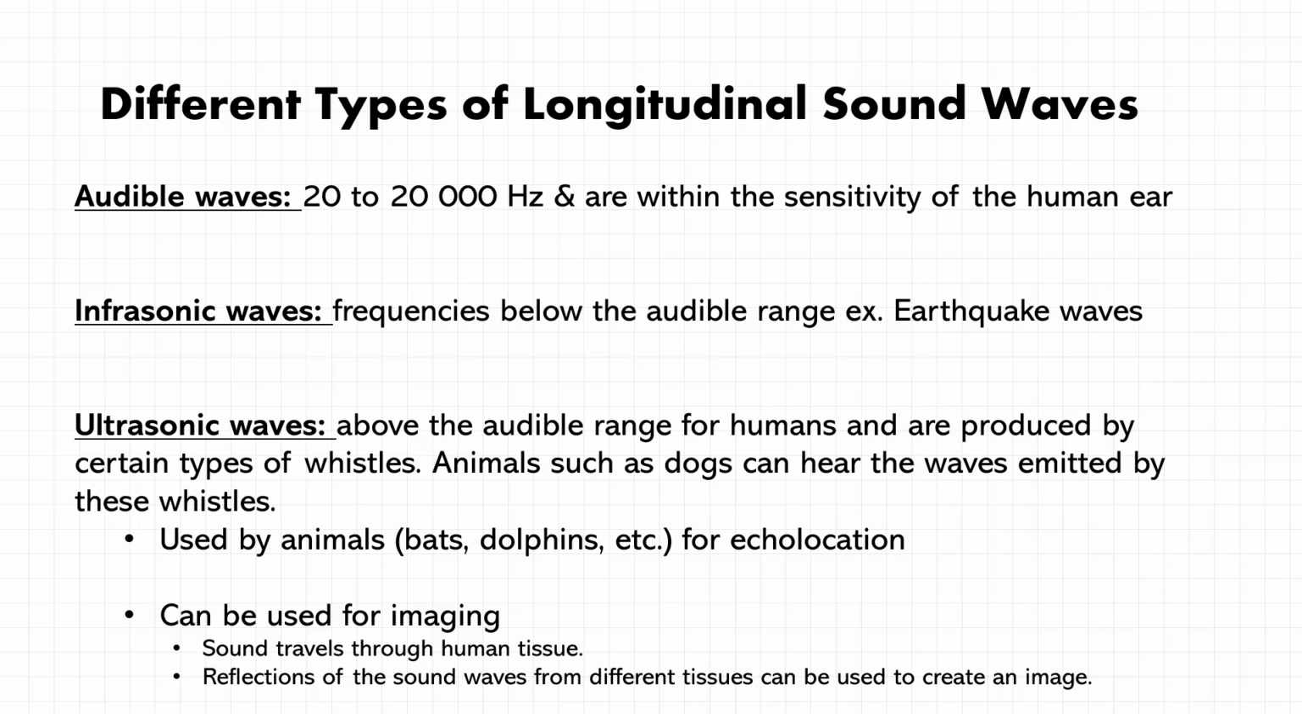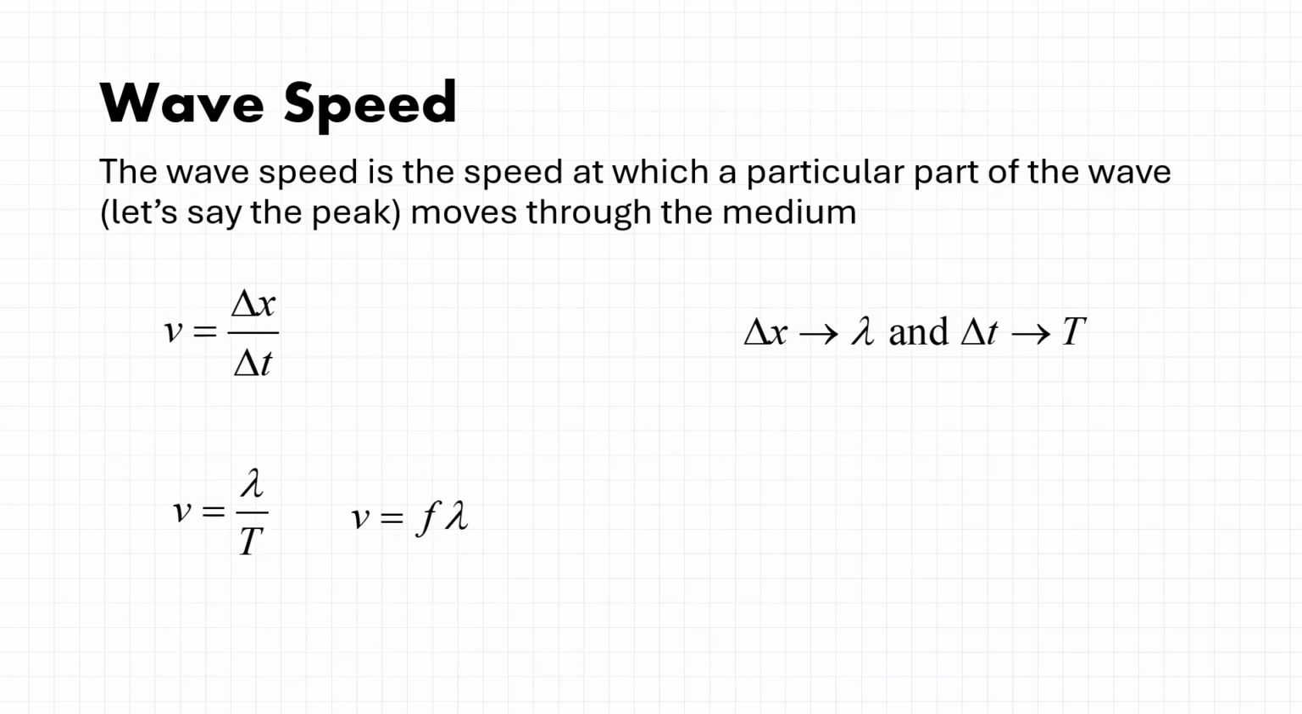This is also used by bats and dolphins for echolocation, but it can also be used for imaging. Ultrasonic waves, ultrasound imaging. Sound travels through human tissue. Reflection of the sound waves from different tissues can be used to create an image.